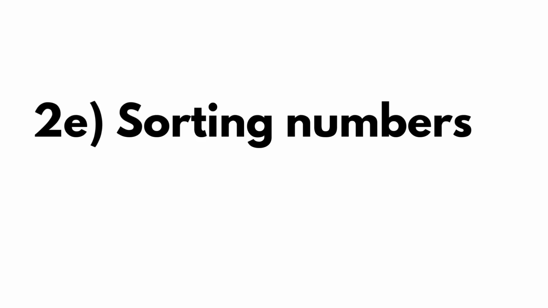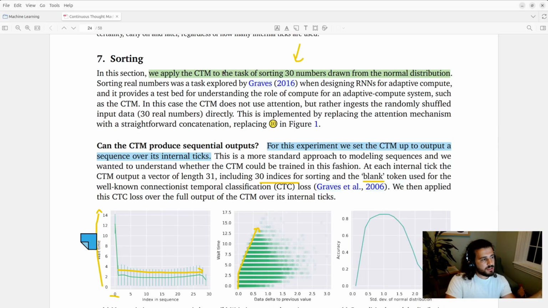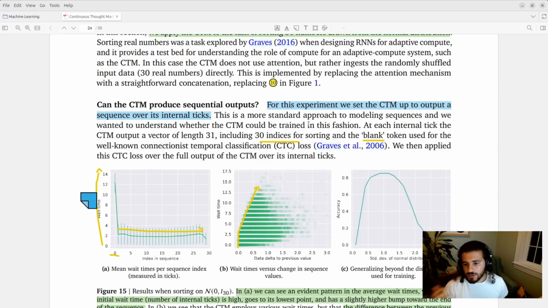The next experiment was a short number sorting one. The goal was mainly to compare with an RNN how the CTM is constructing its internal algorithm for the task. Basically the task is you had to sort 30 numbers, drawn from a normal distribution, and then output them sorted. Here they're using the same trick as the maze. At each time step, the model needs to output about 30 elements, 31 actually, but it doesn't matter. So 30 elements that represent the sorted elements.